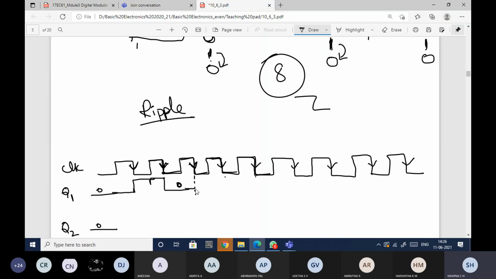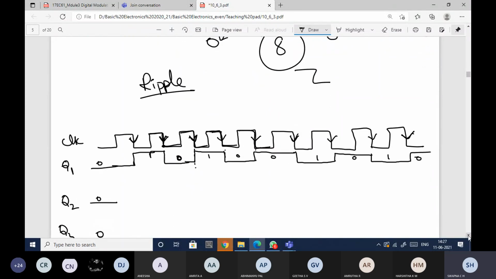Here again I got the triggering edge, so Q1 will change from 0 to 1. Again here I got the trailing edge, so it will change from 1 to 0. Next again 0 to 1, and this will continue until I get the trailing edge like this. Again it will change its state to 1, again to 0, again to 1. Again here I got the trailing edge, so again it will change its state to 0. Hope this is clear to you.